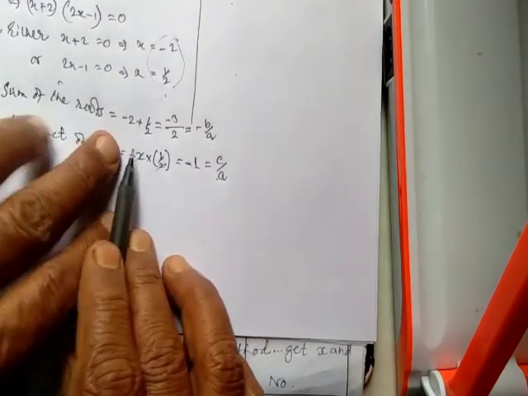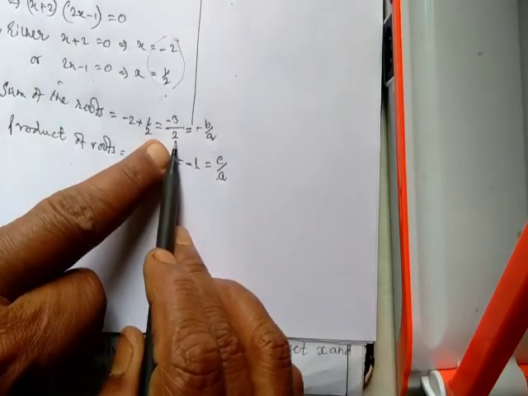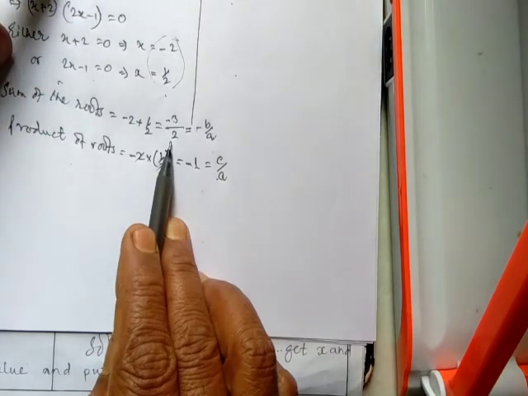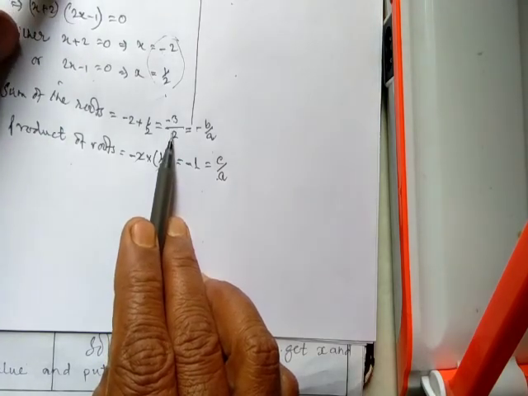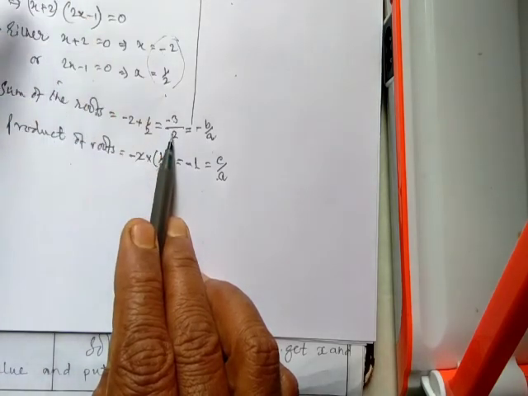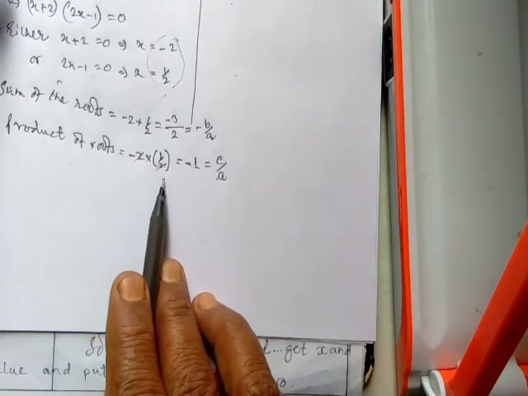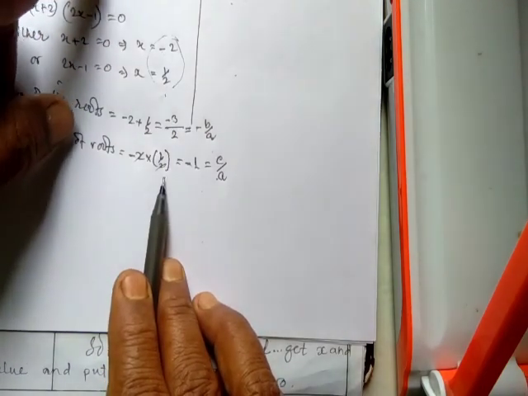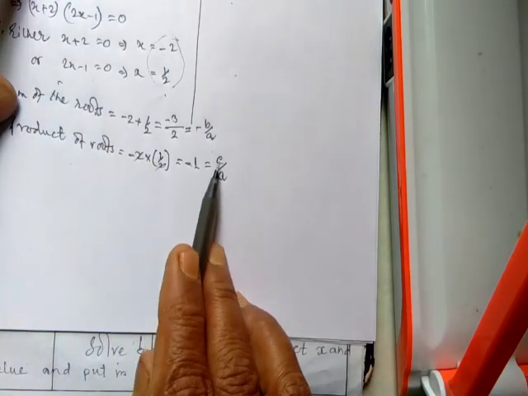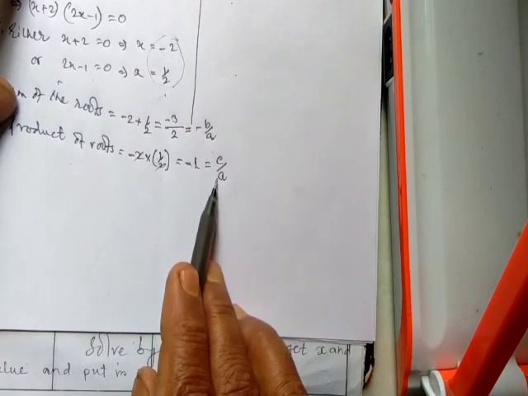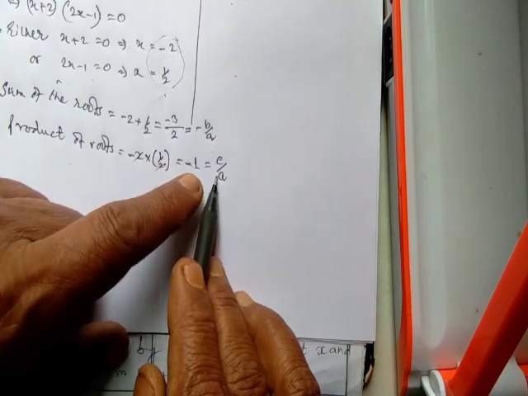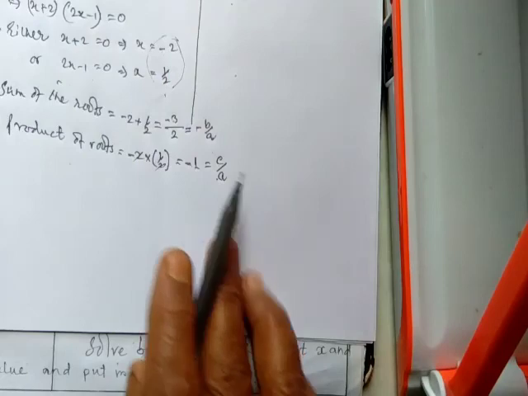I have done the sum of the roots. I got this much. I compared my equation with the standard one. Minus 3 by 2, so 3 by 2 it is. So minus b by a, and the product of the roots is c by a: minus 2 by 2 is equal to minus 1. This is c by a. So this is the relationship between the zeros and coefficients.